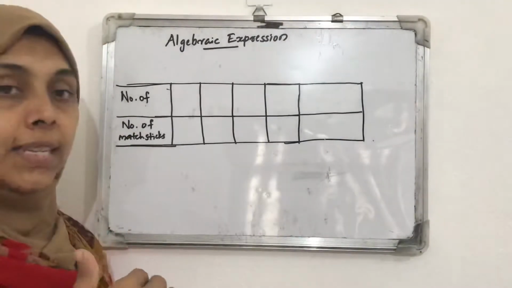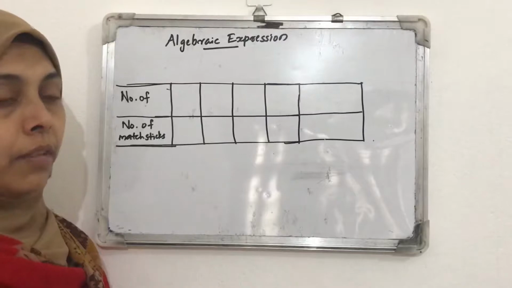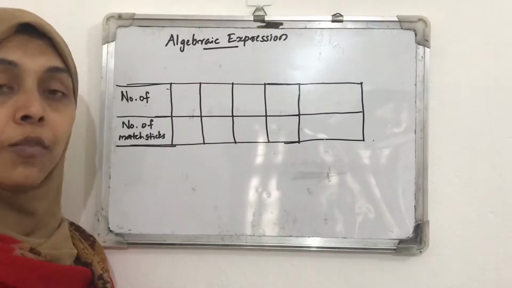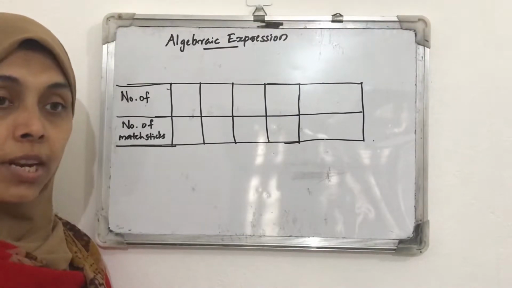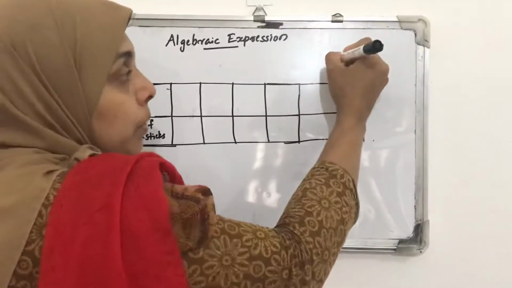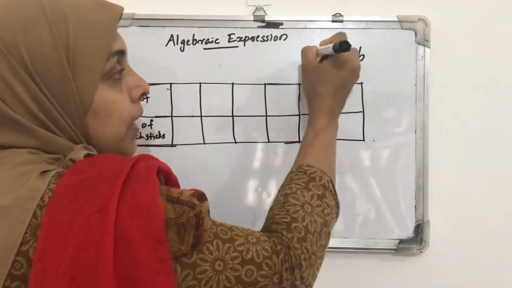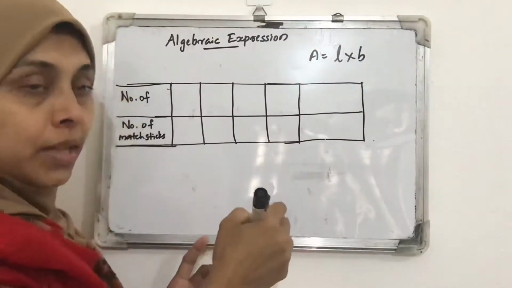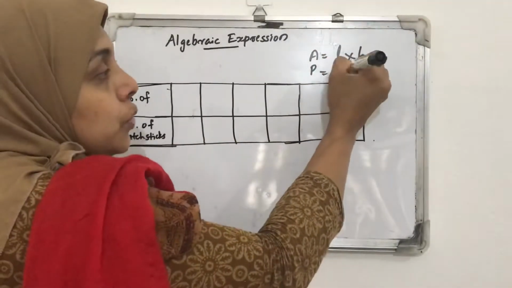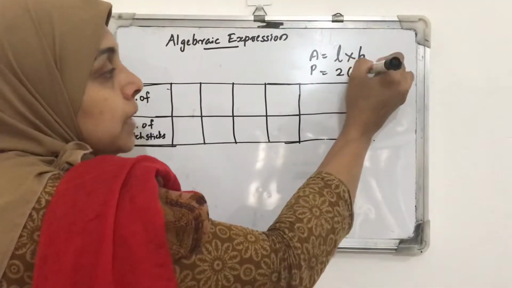How can we use it as a generalization form? We know equations, we already learned. What is the area of a rectangle? A general equation we learned: it is length into breadth. Area of a rectangle A is equal to length into breadth. Just like, perimeter of a rectangle is equal to 2 into length plus breadth.